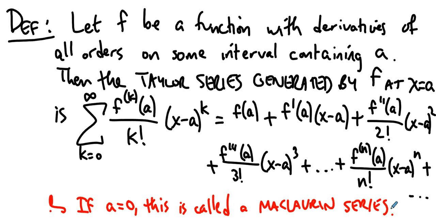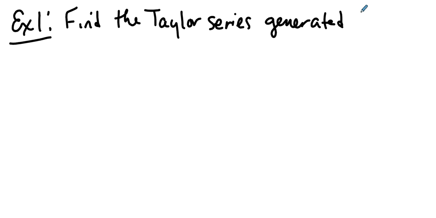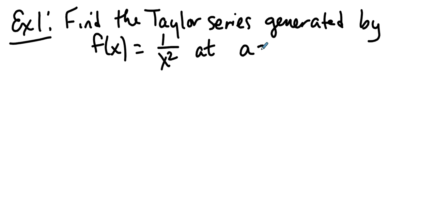Okay? So a Taylor series is a special kind of power series. It's a power series where we can identify what the C sub n's are just by looking at derivatives. Okay? By way of example, let's find the Taylor series generated by f of x equals 1 over x squared at a equals 2.